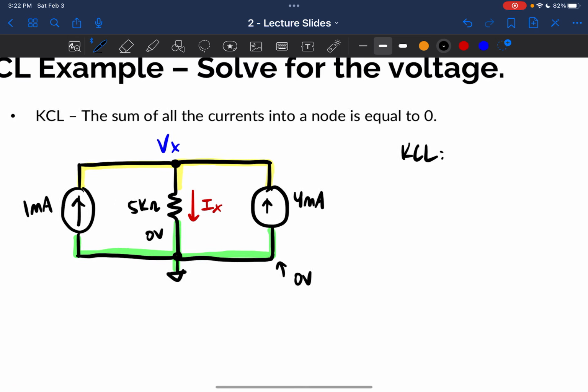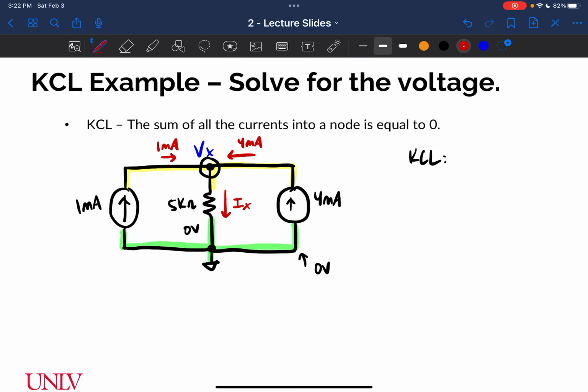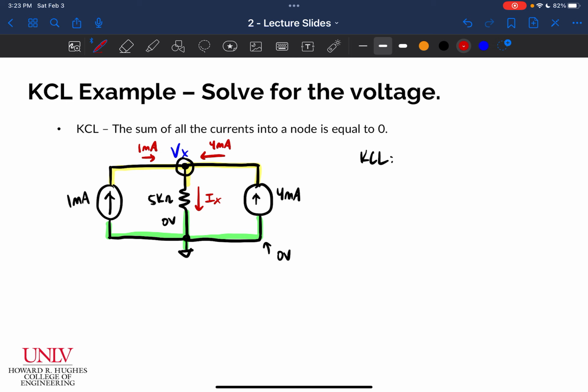And what I'm going to do is write a KCL equation at this node. So I have currents entering. I have 1 milliamp coming in from the left, and I have 4 milliamps coming in from the right. And then I have Ix flowing downward, leaving the node. And so based on the way that I described KCL in the previous example, we know that the sum of all the currents into a node is equal to 0.